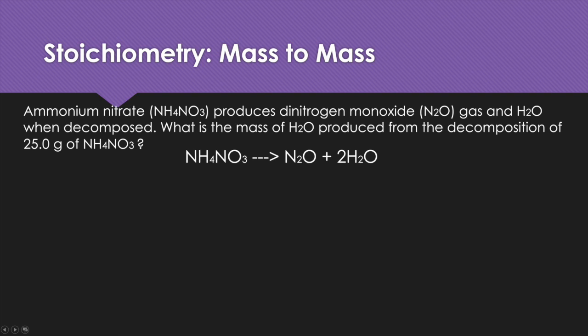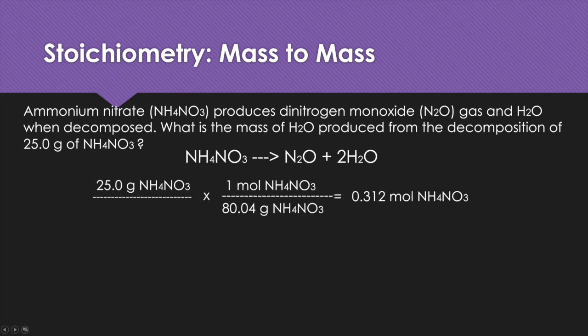Now, let's talk about stoichiometry mass to mass. Personally, I think this one is the hardest one, so I have broken it up into steps to explain how to do it. So the question reads, ammonium nitrate NH4NO3 produces dinitrogen monoxide N2O gas and H2O when decomposed. What is the mass of H2O produced from the decomposition of 25 grams of NH4NO3?